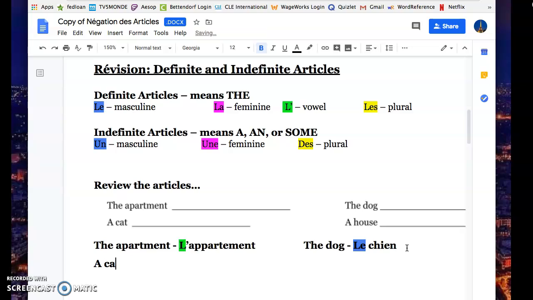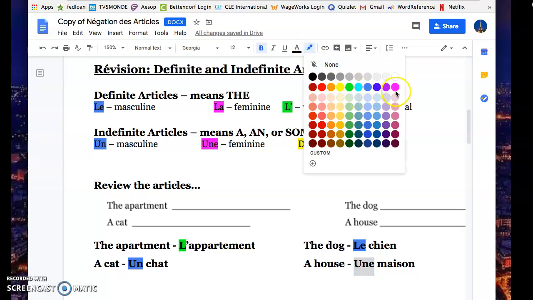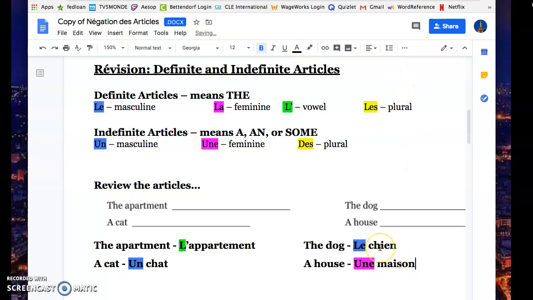Okay, a cat is going to be one of these right here. It's going to be un, une, or des. Cat is masculine, so it's going to be un chat. It's masculine because this cat is a man. Okay, and then a house is going to be une maison. The reason it's une is because it's a house, so it's going to be one of these, and it's feminine. Houses are feminine, so it's une, U-N-E, maison.